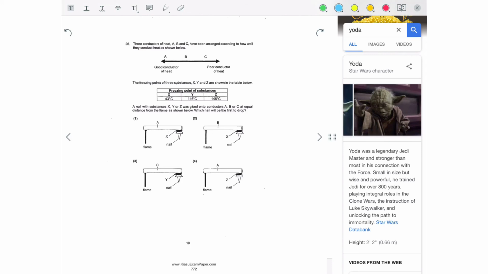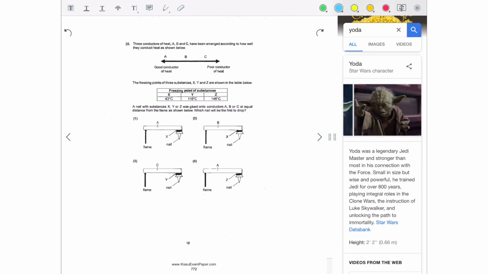3 conductors of heat have been arranged. Okay, a nail with substance XYZ was glued onto conductors ABC. Which nail will be the first to drop? X.